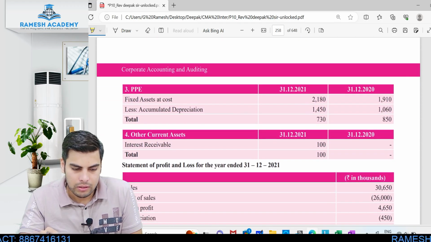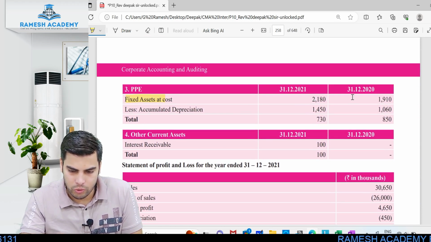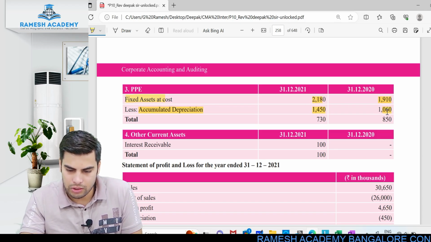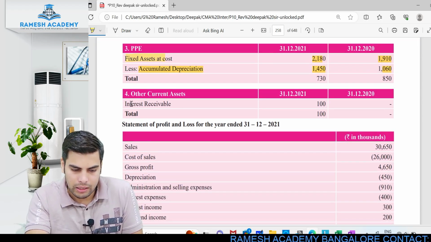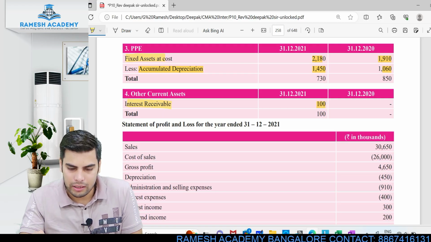When it comes to property, plant and equipment, we have got fixed assets. Last year it was 1,910, current year it is 2,180. Accumulated depreciation is being charged over here. Other current asset is nothing but the interest which is receivable. Last year we had nothing, current year it is 100.